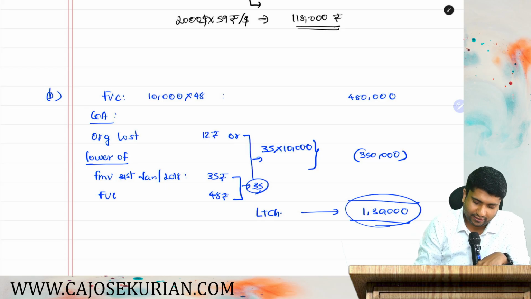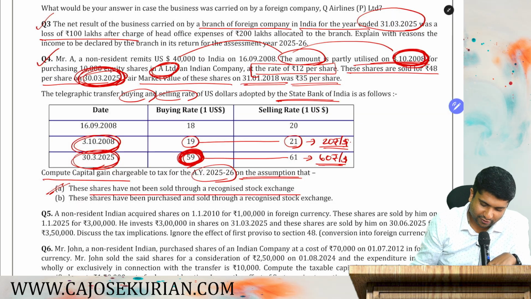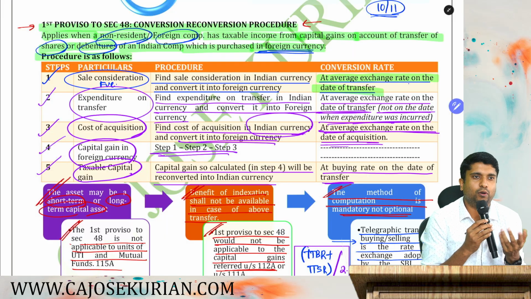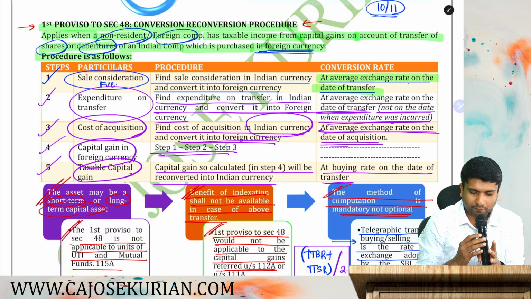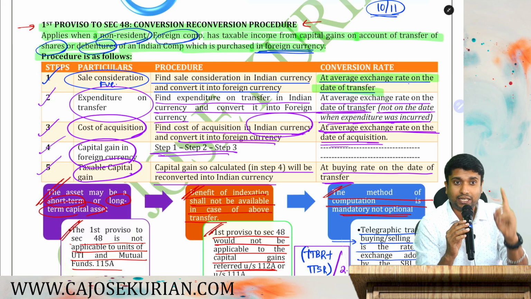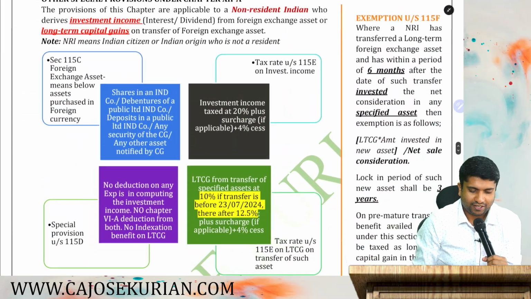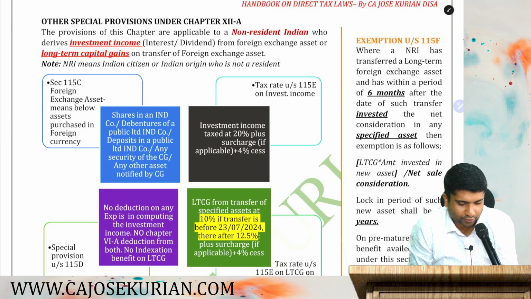By this we can say we have completed the first proviso to section 48, that is the procedure that a person has to follow while computing long term or short term capital gain, provided he is purchasing shares or debentures of an Indian company in foreign currency. All right, superb. Moving on to the next provision, which is again an important provision for us for the examination purpose.